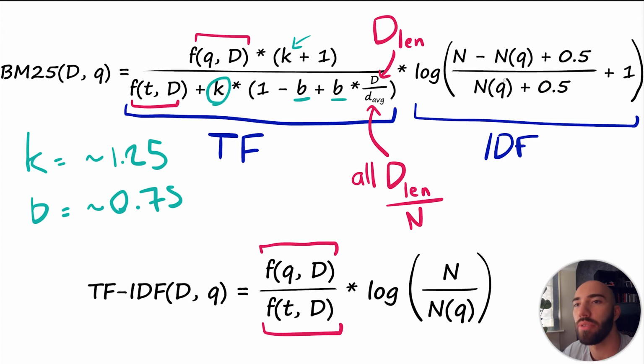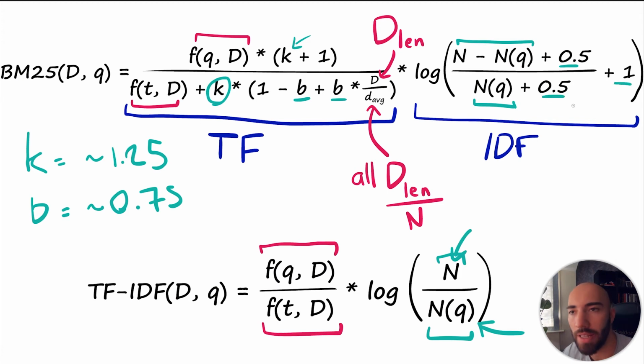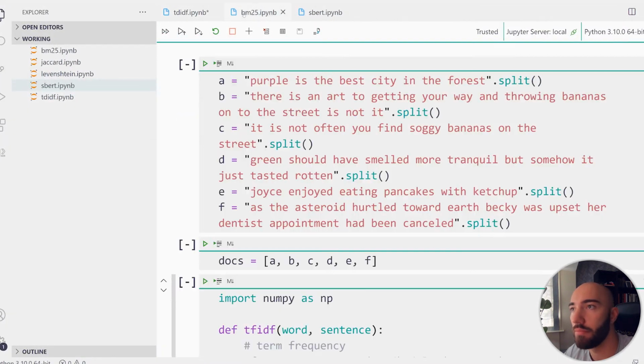Now, in the IDF component, we see these terms here and here, which are exactly the same as the two terms that we have here. So it's the number of documents versus the number of documents that contain that query. And then over here, we just have a few constant values. So although the BM25 algorithm looks pretty complex, it's not that much different from the TF-IDF algorithm. So let's go ahead and implement that in Python.